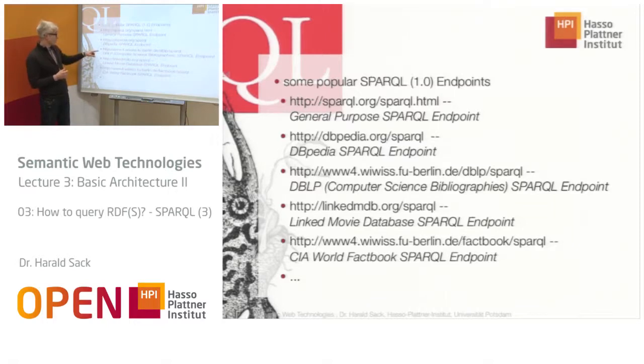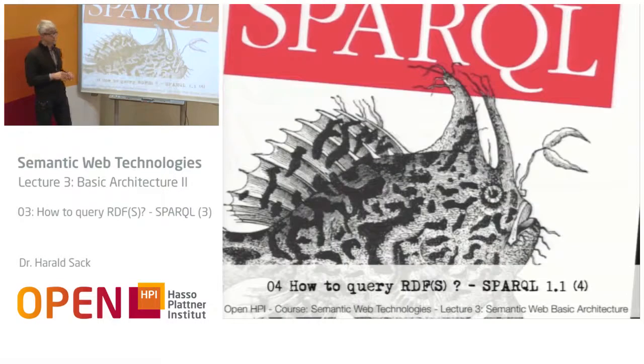Another example is the DBLP bibliography. It also has its own SPARQL endpoint at the Freie Universität Berlin. Or, for example, you can go to the Linked Movie Database to ask SPARQL queries about movies, which also relates to the IMDb, the International Movie Database. Or you can select interesting facts from the CIA World Factbook, which also has a SPARQL endpoint available at the Free University Berlin. Okay, this is what you can do with SPARQL 1.0.